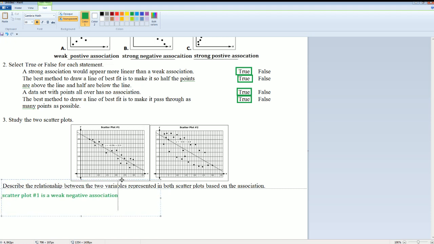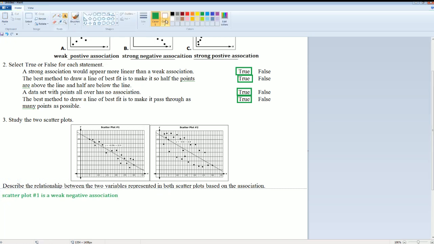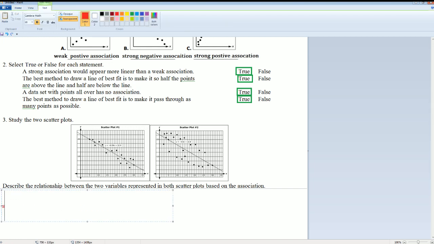Okay. And then the next one. Oh, I'm sorry. That's wrong. It's close together. Sorry, the data points are close together. So that should be strong. And it's going down, so it's negative. And we say association. So it has a strong negative association.